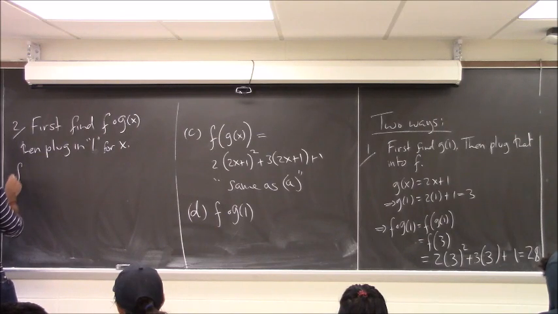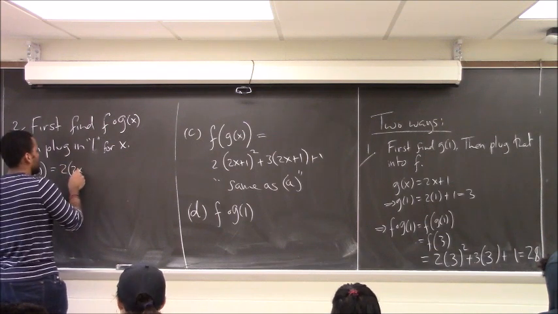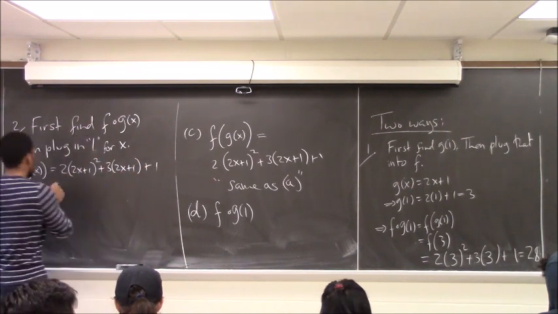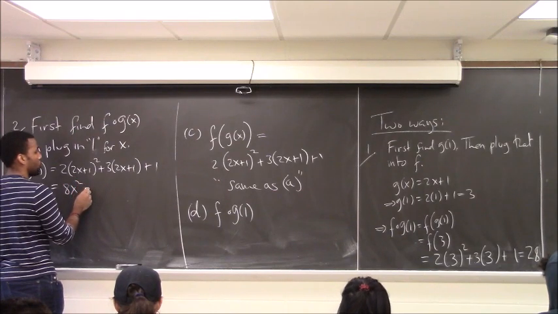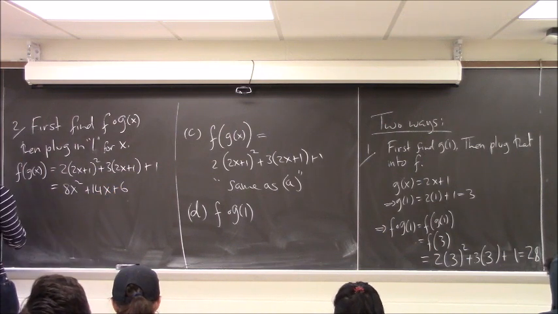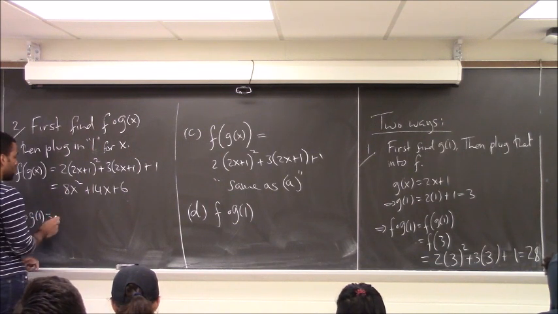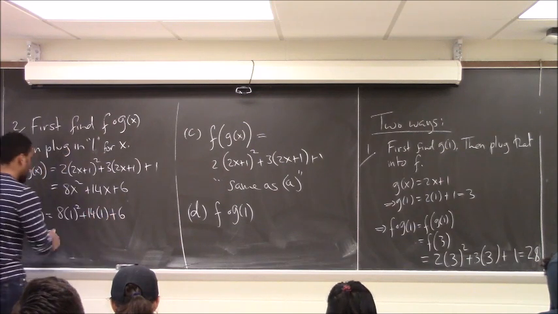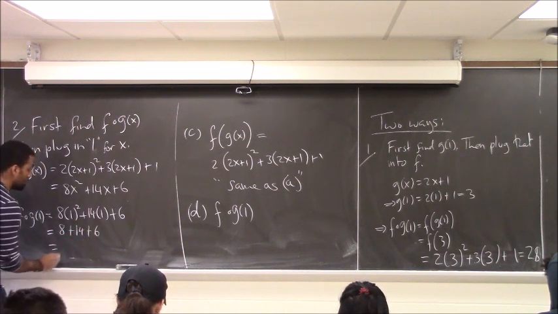So we have our f of g of x, and this was going to be 2 times the 2x plus 1 squared plus 3 times the 2x plus 1 plus 1. We simplified that. What did it simplify to? It was 8x squared plus 14x plus 6. And so now this means that your f of g of 1 is going to be you plugging in 1 into this thing. So that's going to give you 8 plus 14 plus 6, and you'll notice that that's also 28.